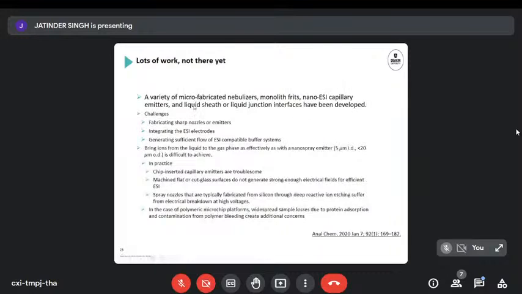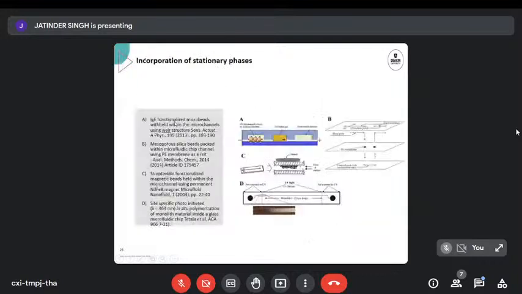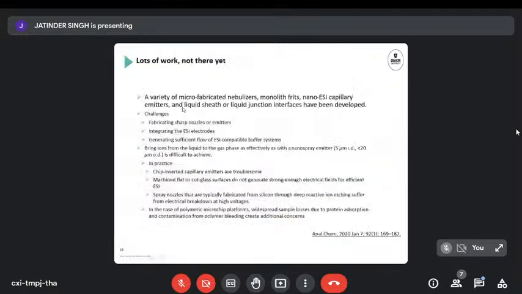So there is a whole range of different microfabricated interfaces to couple with a mass spectrometer. There are monolith frits, nebulizers, nano spray emitters, different sheath liquids, different geometries of liquid junction interfaces. The challenges that remain: actually getting a really nice sharp tip to develop the electrospray remains a challenge. Integration of the electrodes for electrospray interfacing with the chip. We talked about functional integration, the difficulty in getting electrodes on a chip. Again, very difficult to do. And generating sufficient flow of buffers that are compatible with the mass spec, and smooth enough flow so that we don't get jaggedness because of our pump's performance, remains a challenge.